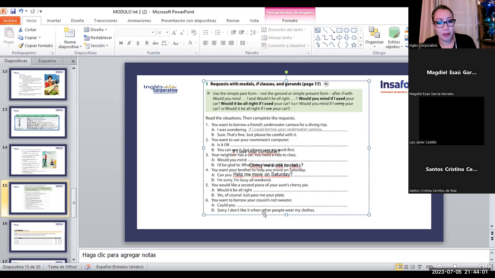You would like a second piece of your aunt's cherry pie. Would you like a second piece of pie? Usted quisiera. Ya se comió un pedazo, pero quiere otro. Lo que es la segunda. Del pie de... Es una cherry cereza. De pie de cereza. Would it be alright?